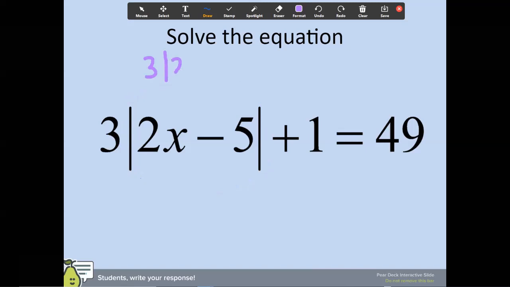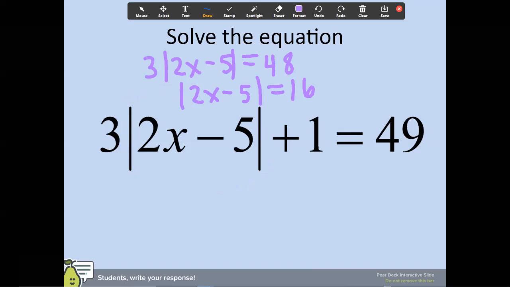So I'm going to have 3 absolute value of 2x minus 5, minus the 1, and I'll get a 48. I am going to divide by 3, so absolute value of 2x minus 5 is equal to 16. Now I am going to write it how the book does it, where you write your two equations and change what's on the other side of the equal. It's either a positive 16 or a negative 16.